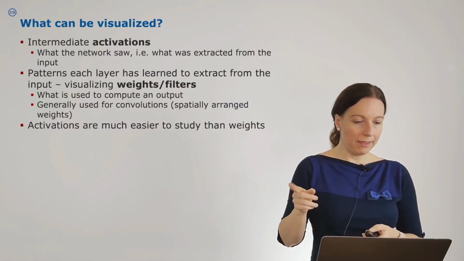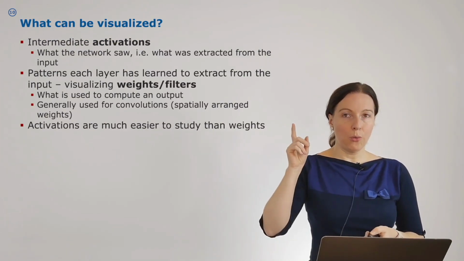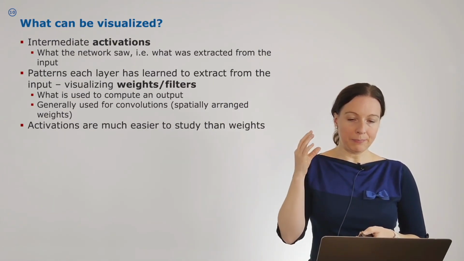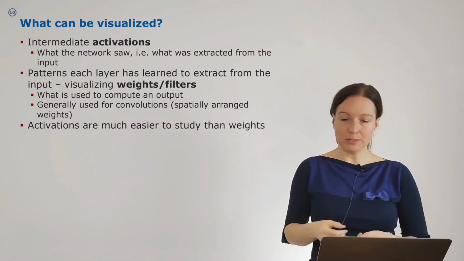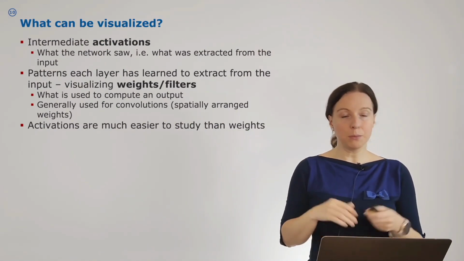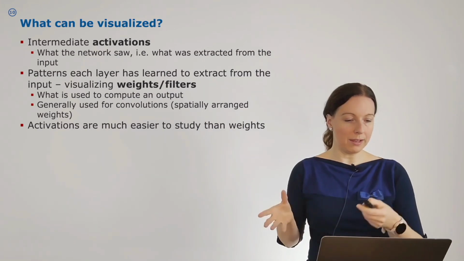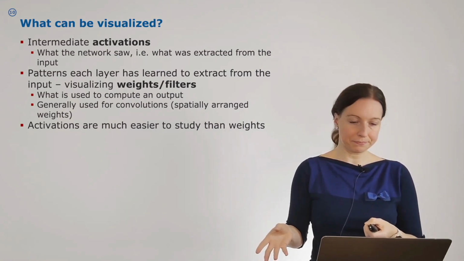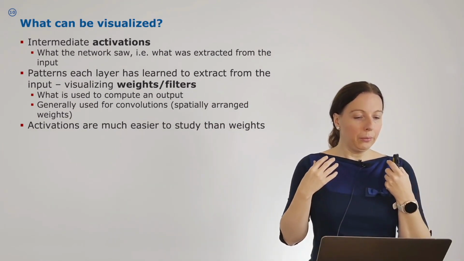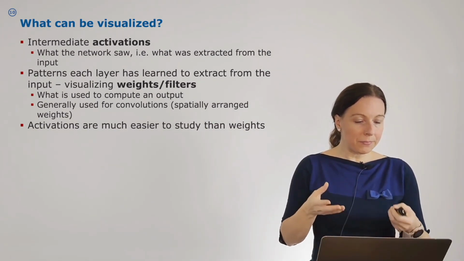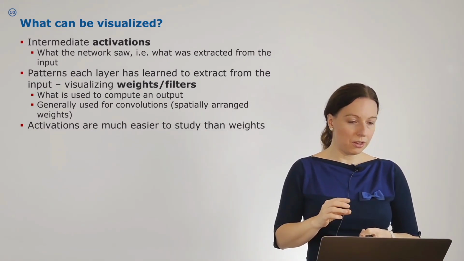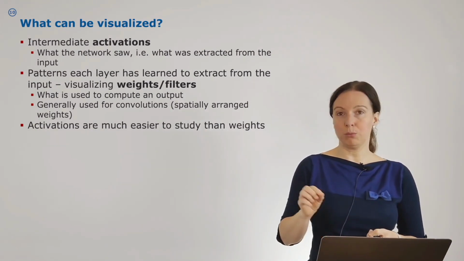Now a good question is, what can we actually visualize? We can visualize different components in the network, so we have different possibilities. One is the activations, and the other is the weights and the filters. When we visualize intermediate activations, we focus on the question of what the network saw.